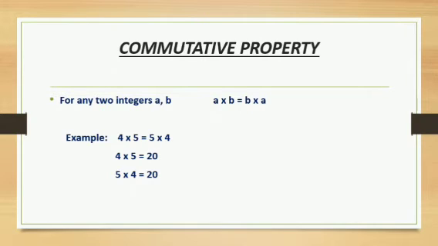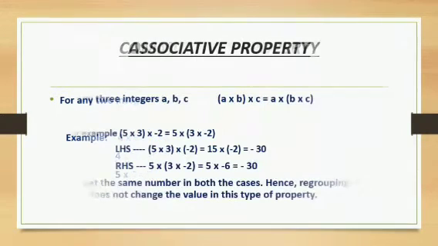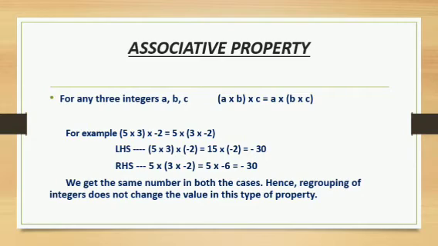In this, you are going to see commutative property. For any two integers a, b, a into b is equal to b into a. For example, you can see 4 into 5 is equal to 5 into 4. When you multiply both, you will get the same answer, isn't it? If the signs are there, then too the answer is the same. For example, minus 4 into plus 5 is equal to minus 20. Minus 5 into plus 4 is equal to minus 20. So nothing will be changed. The same answer will be there.